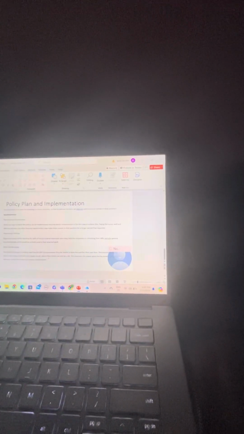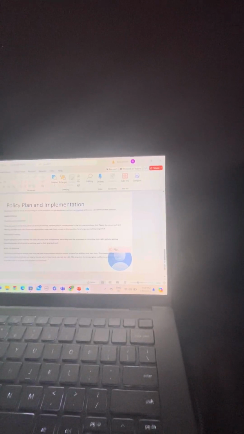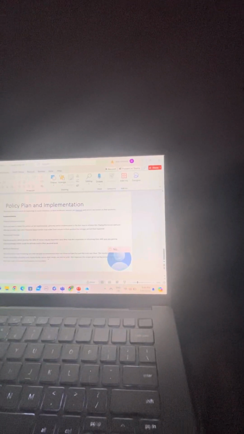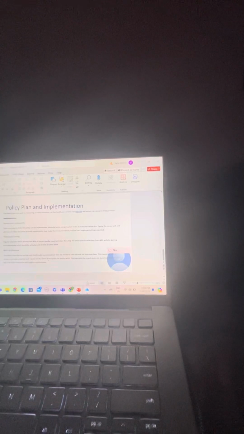Over the years, the quality of healthcare has been deteriorating. This policy aims at improving the level of healthcare in America to the benefit of each citizen. Policy plan and implementation. The policy here is to work on improving nurse retention so that the healthcare services can improve and nurses can remain in their positions.